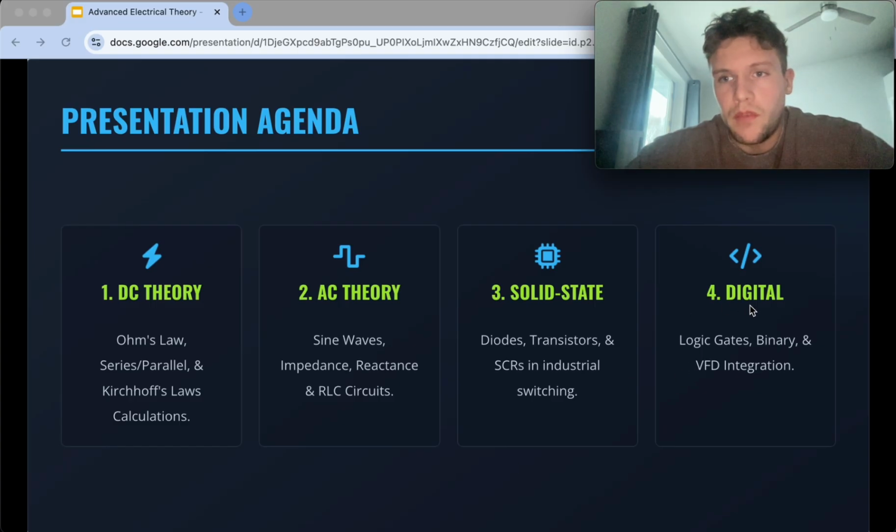And then we'll look even further into digital circuits, such as logic gates, binaries, VFD integration. So stuff that works in VFDs, but also these are the groundwork for things like computers. So really cool stuff, guys. We're going to work into the next slide.